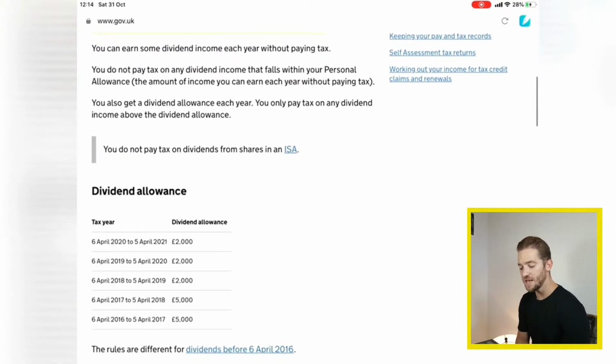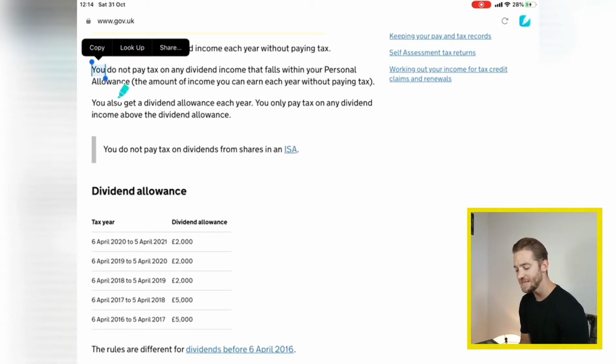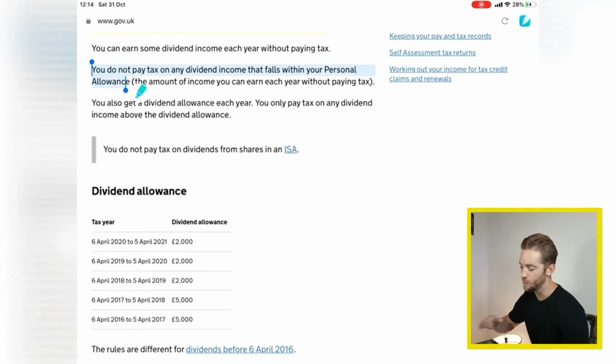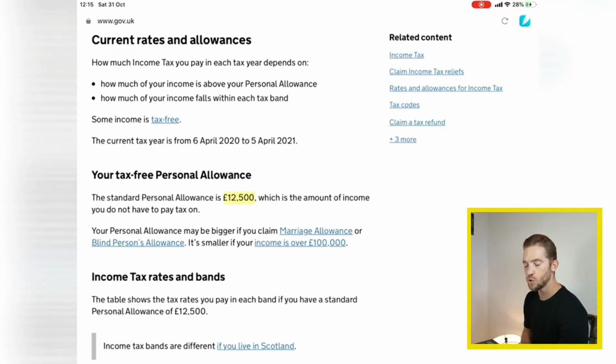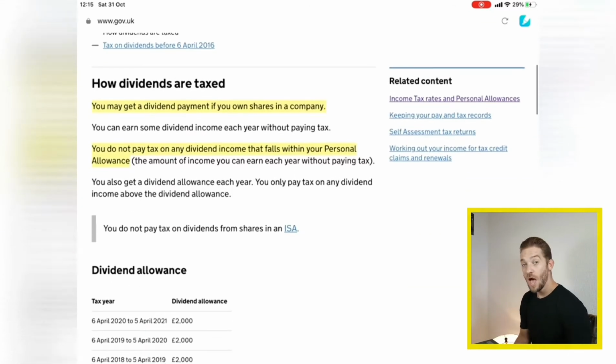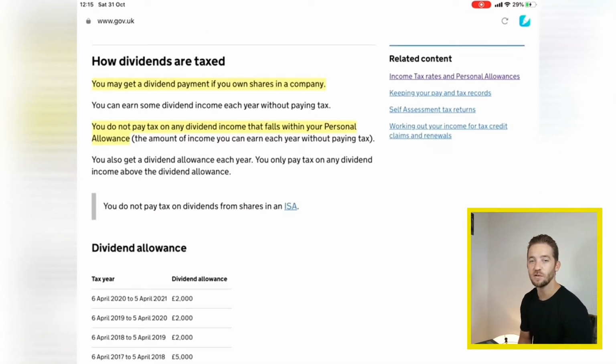And then it goes on to say here, you do not pay tax on any dividend income that falls within your personal allowance. You can see here on the HMRC gov.uk website, the personal allowance is currently £12,500 per tax year. It can vary a little bit, but for the majority of people, that's going to be your personal allowance. And that means that if you don't have any other sources of income, if investing is your only source of income, then you can actually receive £12,500 worth of dividends straight away without paying any tax.